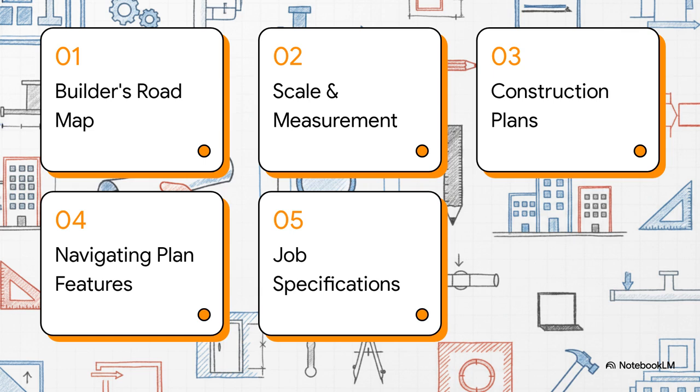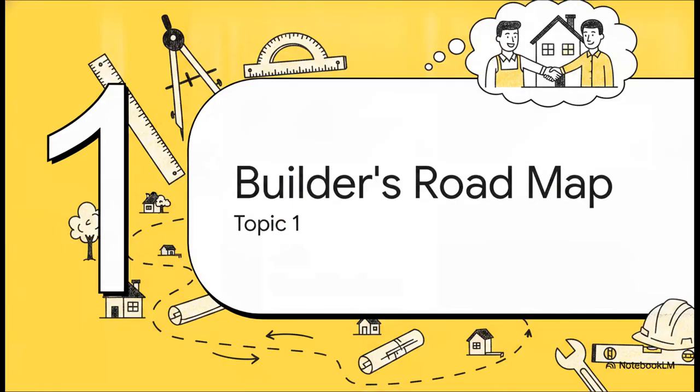Here's our agenda. First, the builder's roadmap. Second, decoding scale and measurement. Third, the types of construction plans. Fourth, navigating plan features. And finally, understanding job specifications. Let's get to it. Section 1.